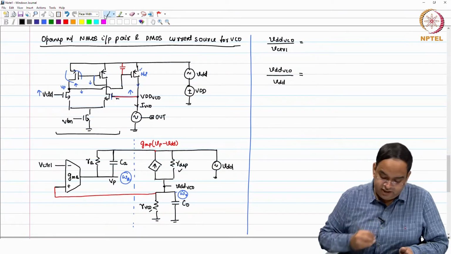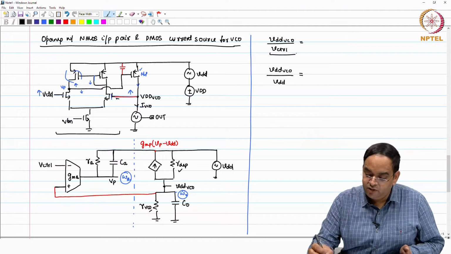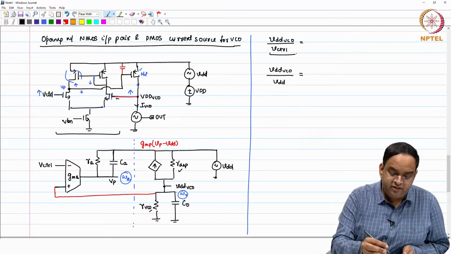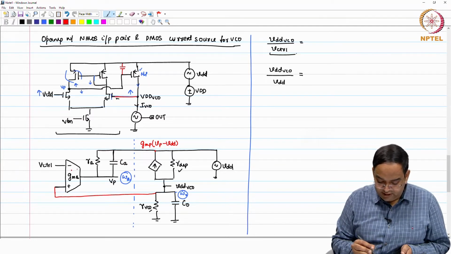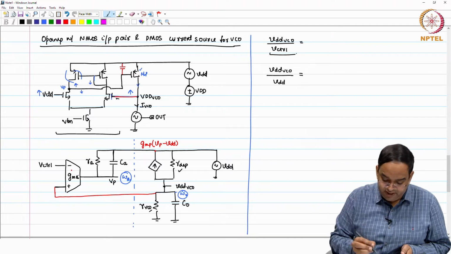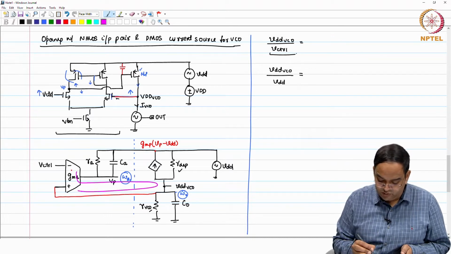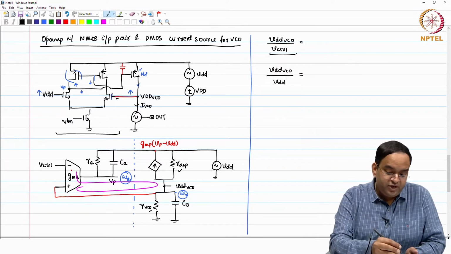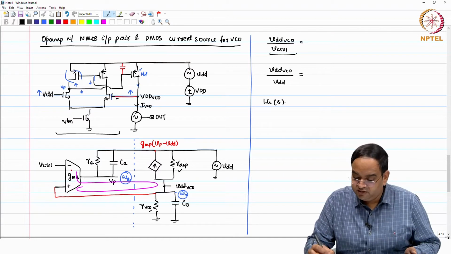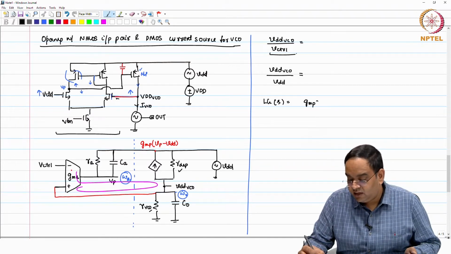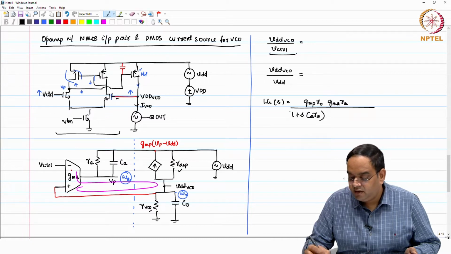So, let us look at the transfer function VDD by V control. To find this transfer function, one easy way is to calculate the loop gain from V control, and the loop gain from V control you can find by looking at this loop gain. This is the loop gain for this regulator loop, equal to GMP times RO, GMA times RA, whole divided by 1 plus SCA RA into 1 plus SCO RO.